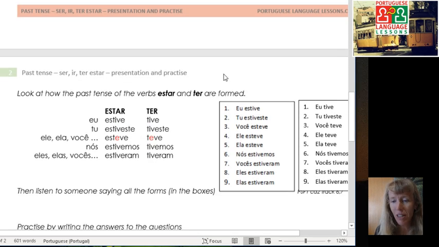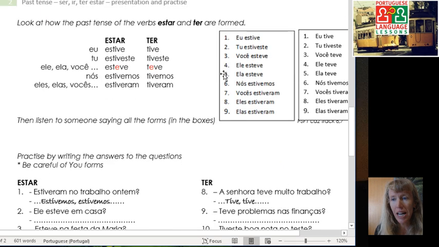Now let's look at estar and ter. These are also super common verbs, and here we study these together because they are almost identical, aren't they?